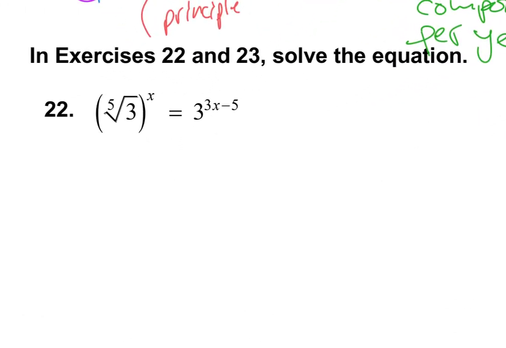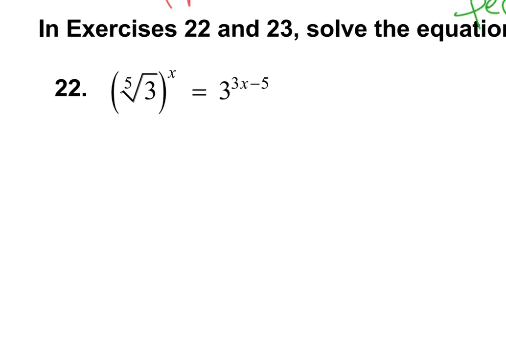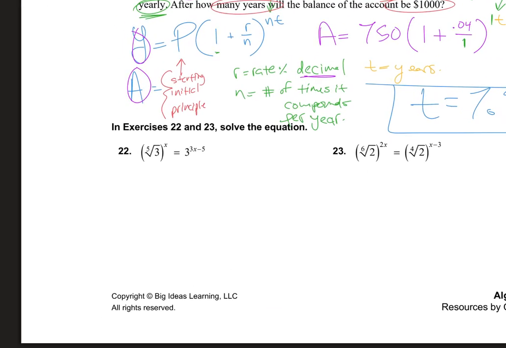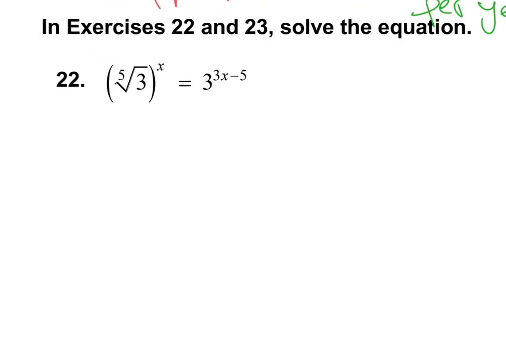I suppose you could just type this into Desmos as is. However, I think that we're going to be able to just solve this by hand. And on your test, once we eventually take it, there'll be certain ones you can use Desmos on, but not all. So here we go. This is really 3 to the 1/5 power raised to the x power.